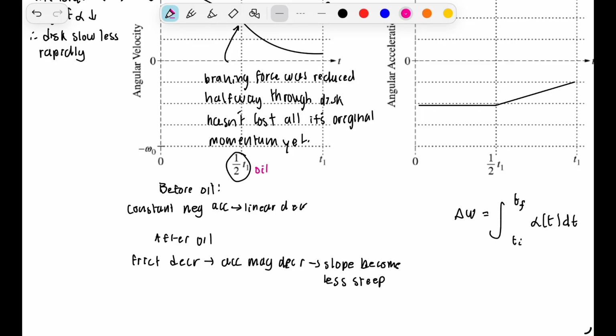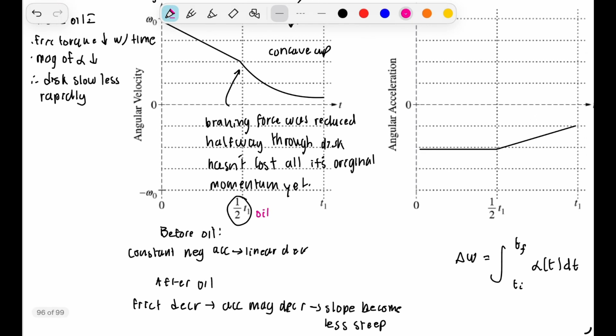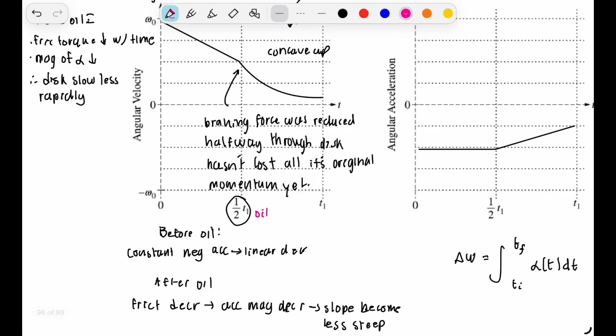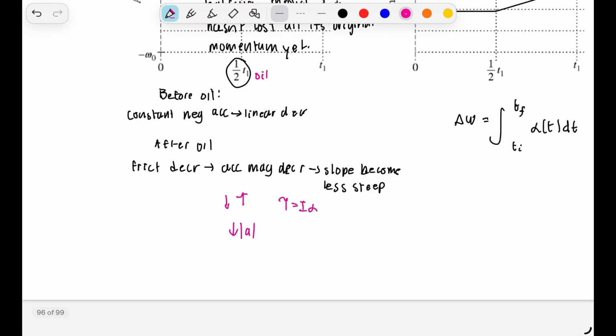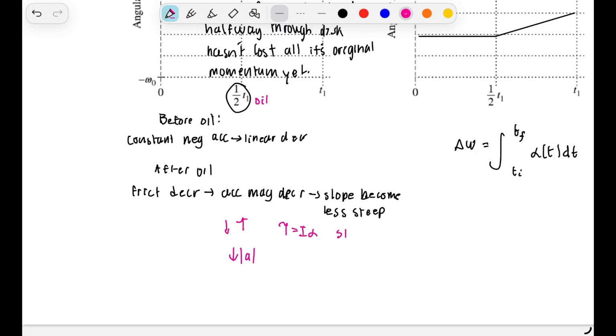So as more oil arrives, that friction is going to continue to decrease. Because your torque is going to decrease, and we have that torque is equal to I alpha, that means that your angular acceleration magnitude is also going to decrease in that equation because they're directly related. So because the disk is going to slow less and less strongly, that's why we have that curve and not a straight line.